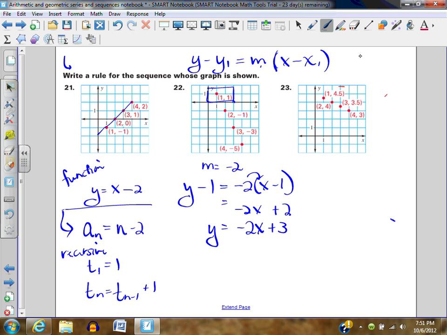Using Brooklyn's first term shortcut, negative 2 plus 3 is positive 1, and that's right, so I know that's good.